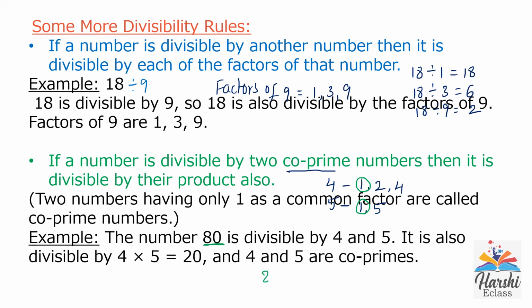If you divide 80 with 4, 20 will be the quotient and remainder 0. If you divide 80 with 5, 16 will be the quotient and remainder 0. That means 80 is completely divisible by 4 and 5. 4 and 5 are co-prime numbers. So it is also divisible by the product of these two co-prime numbers. Product of these two co-prime numbers is 20. 4 5s are 20. 80 is also completely divisible by 20.